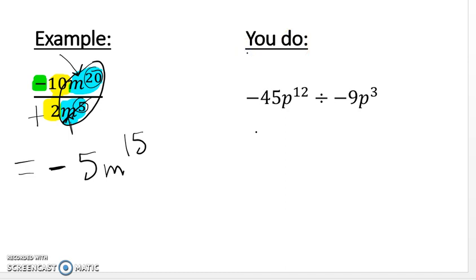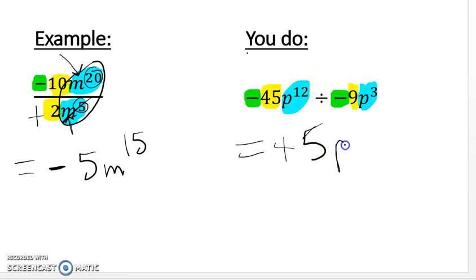This is one for you to do. You can pause the video, give it a go, and then watch my solution and check that we have the same answer. So once again, break things up into smaller bits. So we'll do the signs first, then the rest of the coefficient, and then the algebraic part. So 2 negatives make a positive. 9 goes into 45, 5 times. And p to the power of 12 divided by p to the power of 3, well, that's where we subtract the powers and get p to the power of 9.